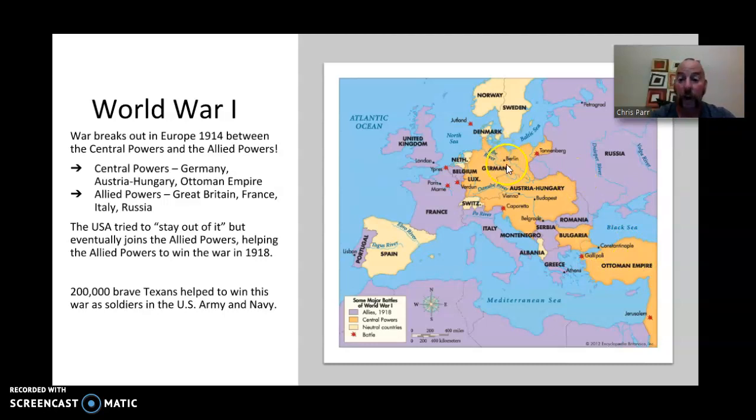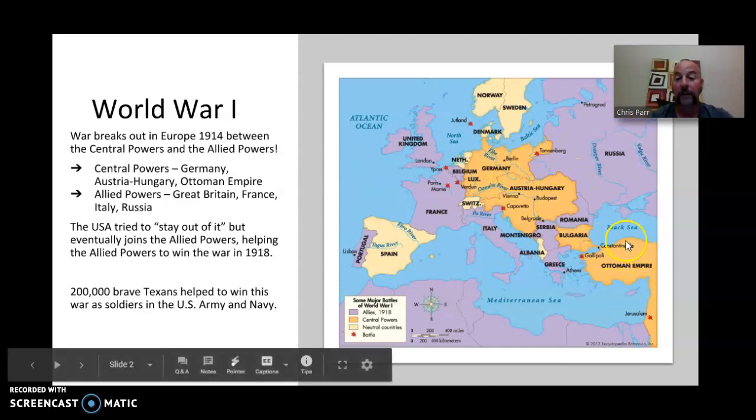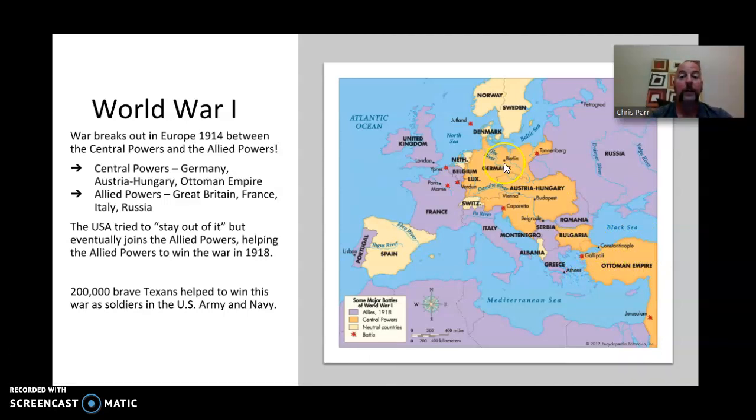Now, we don't have a country called Austria-Hungary. There's Austria and there's Hungary, and the Ottoman Empire doesn't exist. That's actually present-day Turkey, but those were the names of these countries at this time. And the United States, we were just kind of like, let's stay out of it. This doesn't concern us. Let all these European countries deal with it.